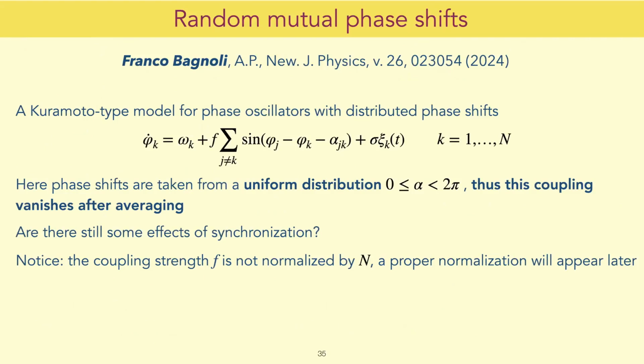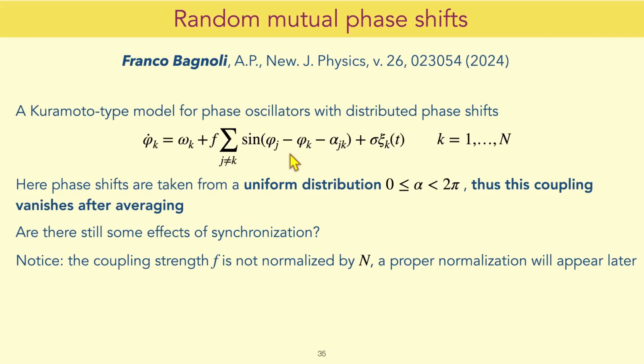I am coming to the last part of my talk. It's our recent paper with Franco Bagnoli. It's the same model which was before with random phase shifts. And now I take for these phase shifts a uniform distribution. So they're completely random and uniformly distributed from 0 to 2 pi.